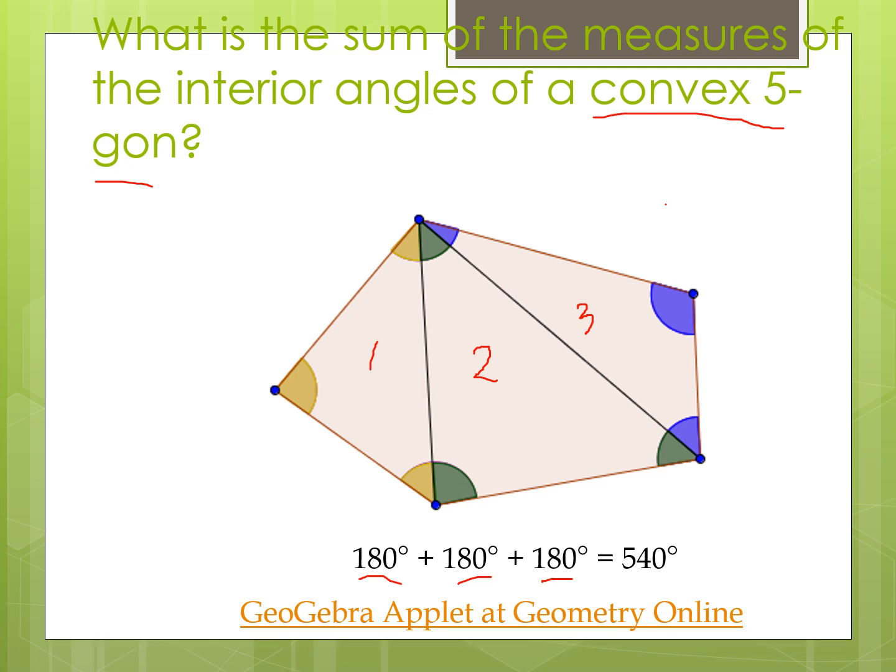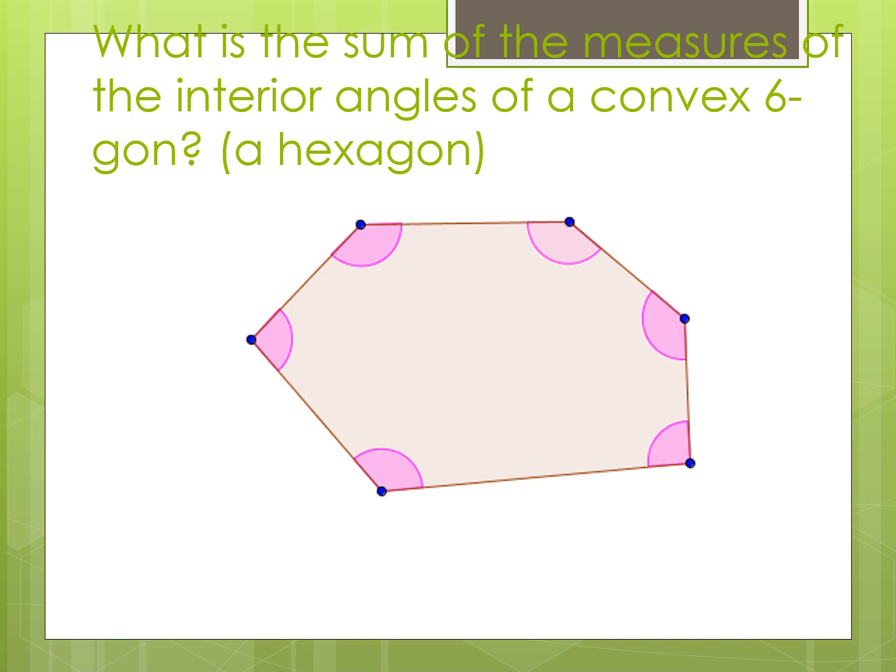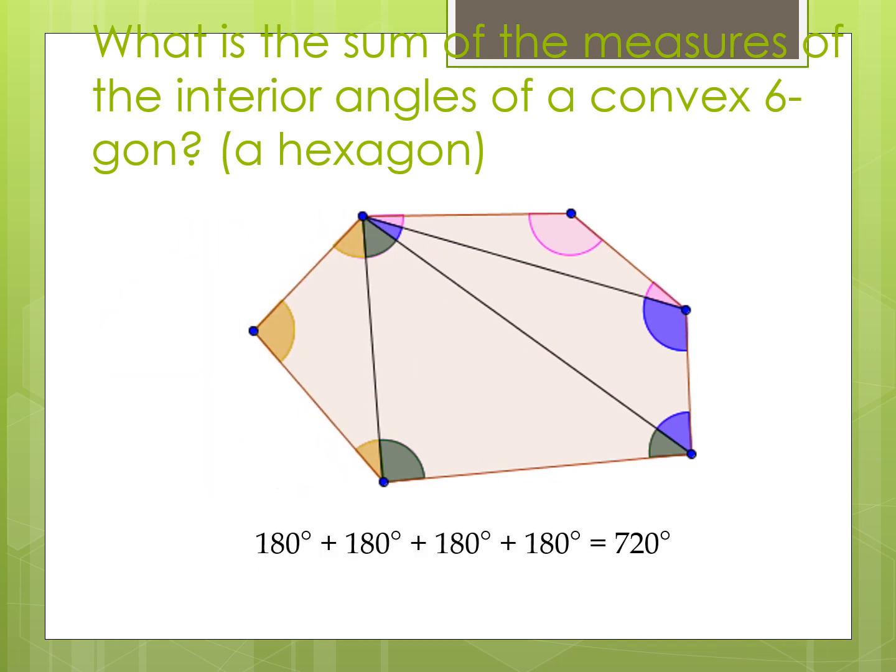Okay, what is now the sum of the measures of interior angles of the six-sided polygon? What do you think? So we now have another set of diagonals: 1, 2, 3, four triangles. So we now have 720 as the sum.